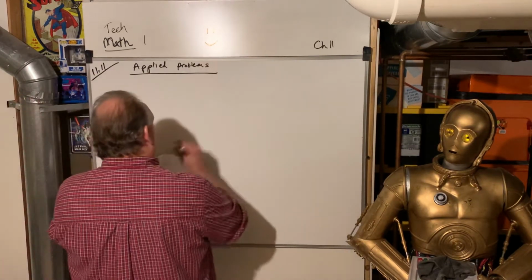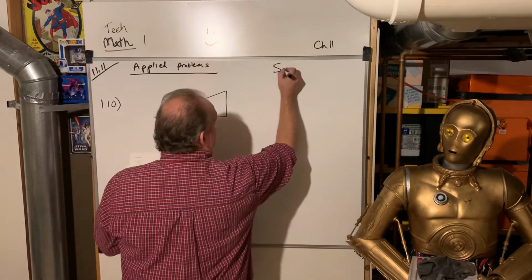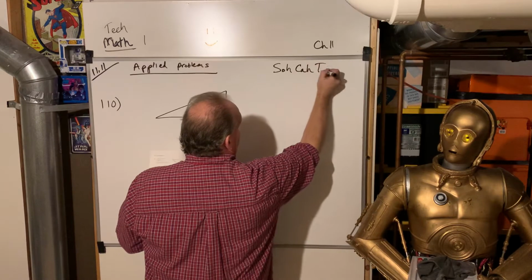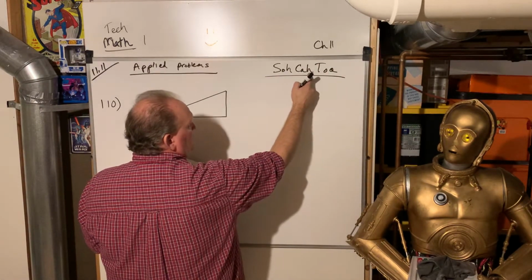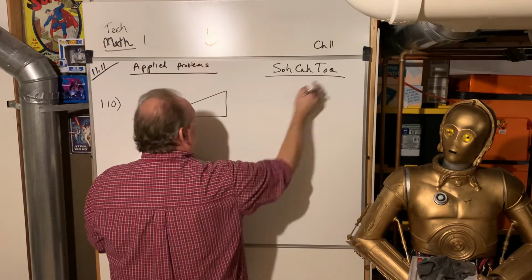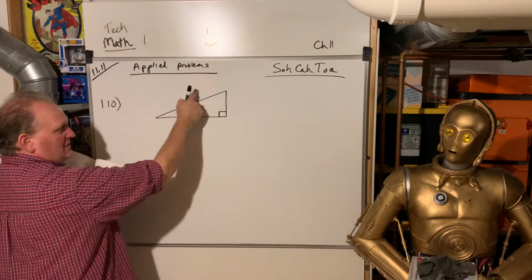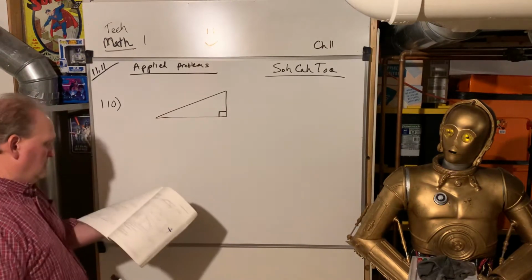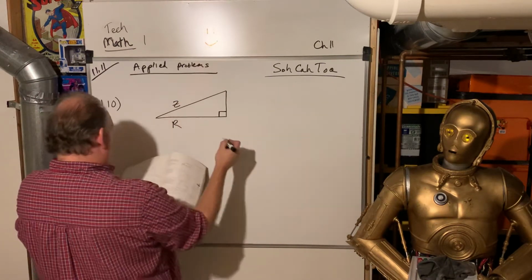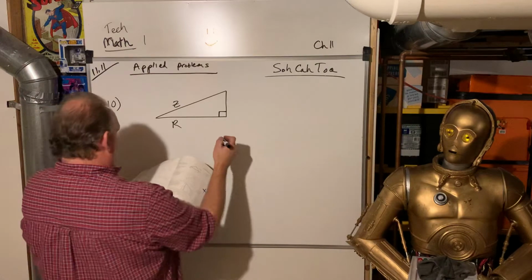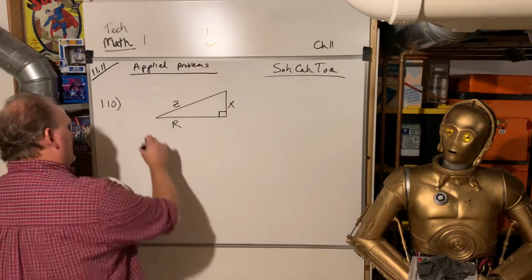So let's take a look at some right triangle trig. So remember, SOHCAHTOA. Sine is opposite over hypotenuse, cosine is adjacent over hypotenuse, and tangent is opposite over adjacent. Hypotenuse is always the side opposite the 90. So this is the hypotenuse in this right triangle. We've got it marked as R, Z, and X. All right, and this is angle A.